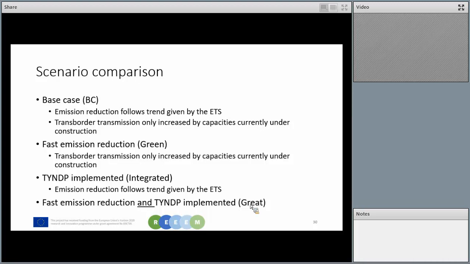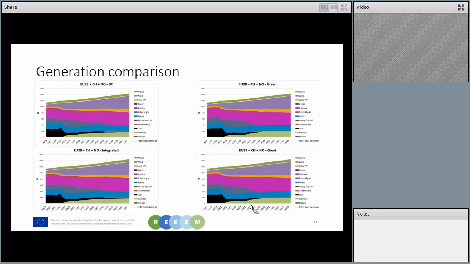This leads to the generation mix as shown on this slide. So on the top left, we have the base case scenario, which we had already looked at. And then on the top right, we have the green scenario, which is the scenario where we have fast emission reduction, but no change in transborder transmission capacity. On the bottom left, we have the integrated scenario, where we have increased transborder transmission capacities. And on the bottom right, we have fast emission reduction and increased transborder transmission.